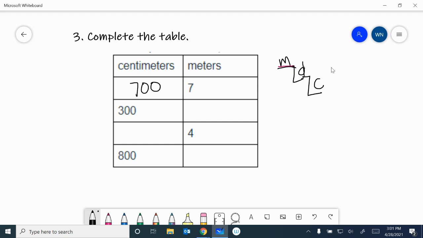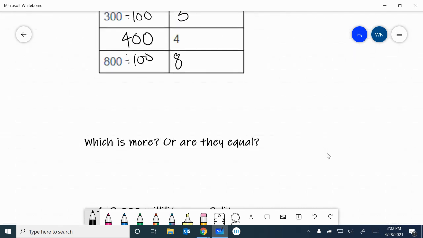Let's go ahead and do the other meter one. We're going to go 2 steps up again. That's going to get us 400. And now for centimeters, we're going to go 2 steps up, which means we're going to divide by 100. 300 divided by 100 will give us 3. And 800 divided by 100 will give us 8. That was some good practice there.